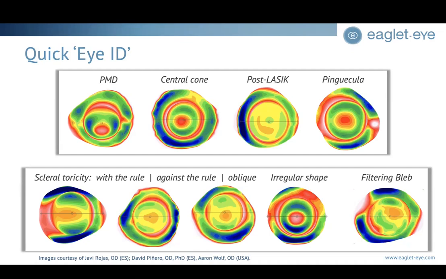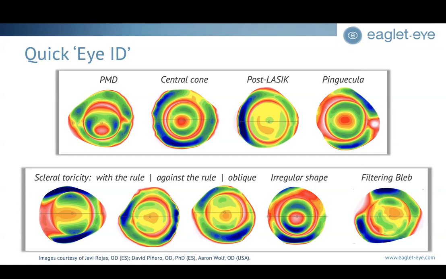an elevation or some kind of lump or bump on the eye. Across the top, pellucid is the first example where you can see that hot spot or that curve being a little bit different in the inferior. The central cone post-LASIK looks completely different, and then a pinguecula viewed here on the far right.